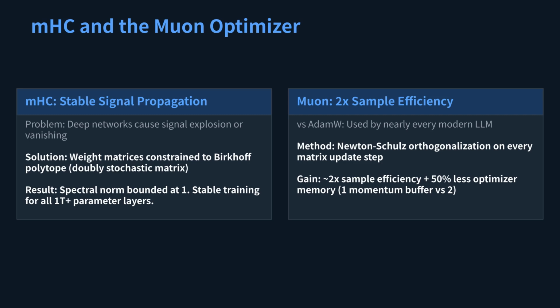Second, the Muon optimizer. Almost every modern LLM trains with AdamW, but DeepSeek-V4 replaced it with Muon, which applies Newton-Schulz orthogonalization to each matrix update. The result is roughly twice the sample efficiency of AdamW. The model learns more per token of training data, and it also uses only 1 momentum buffer instead of 2, cutting optimizer memory overhead by half.